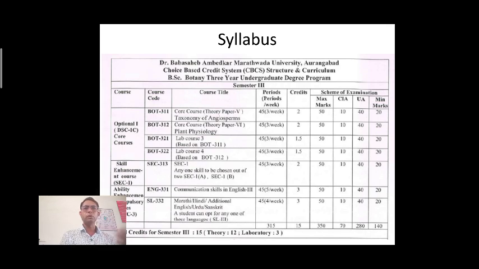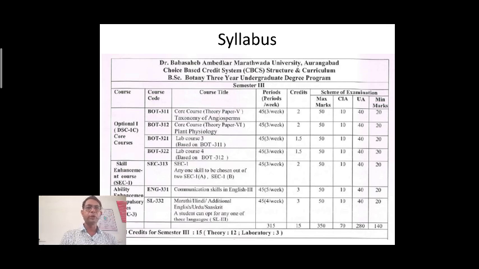Now looking at the lectures or periods per week, 45 periods per week are given to all these courses, and for credits you can see the first two core courses have 2 credits, then 1.5 credits are given to the practical, and again 2 credits are given to the skill enhancement course, and 3 credits each are given to the languages.